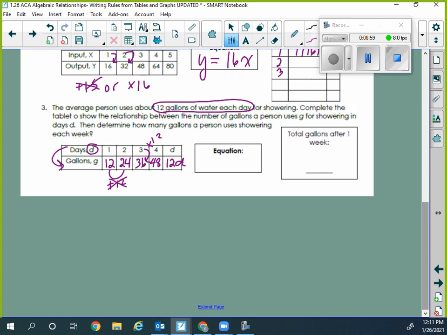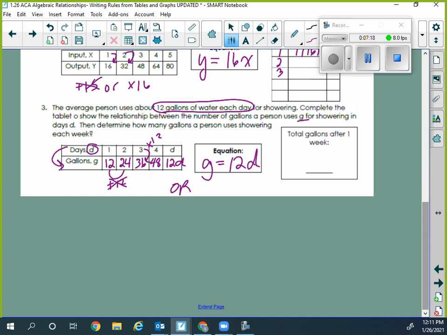Okay? So now we're writing our equation. And they want it in terms of G and D. That's why they gave you that. So what would you put? G equals 12D.